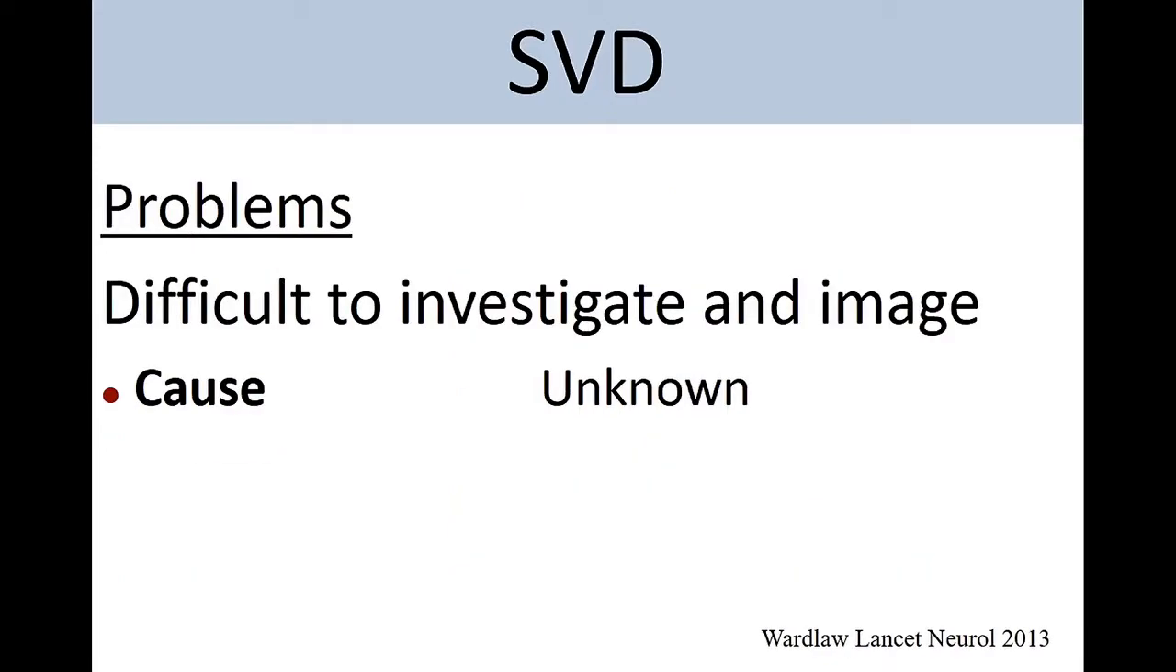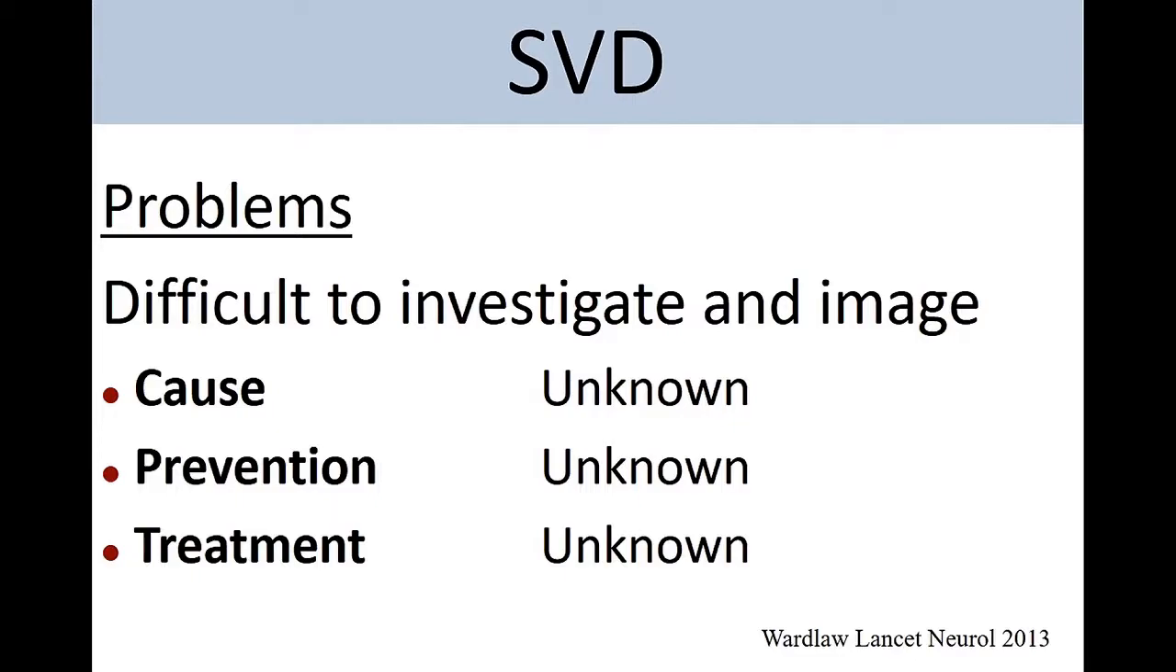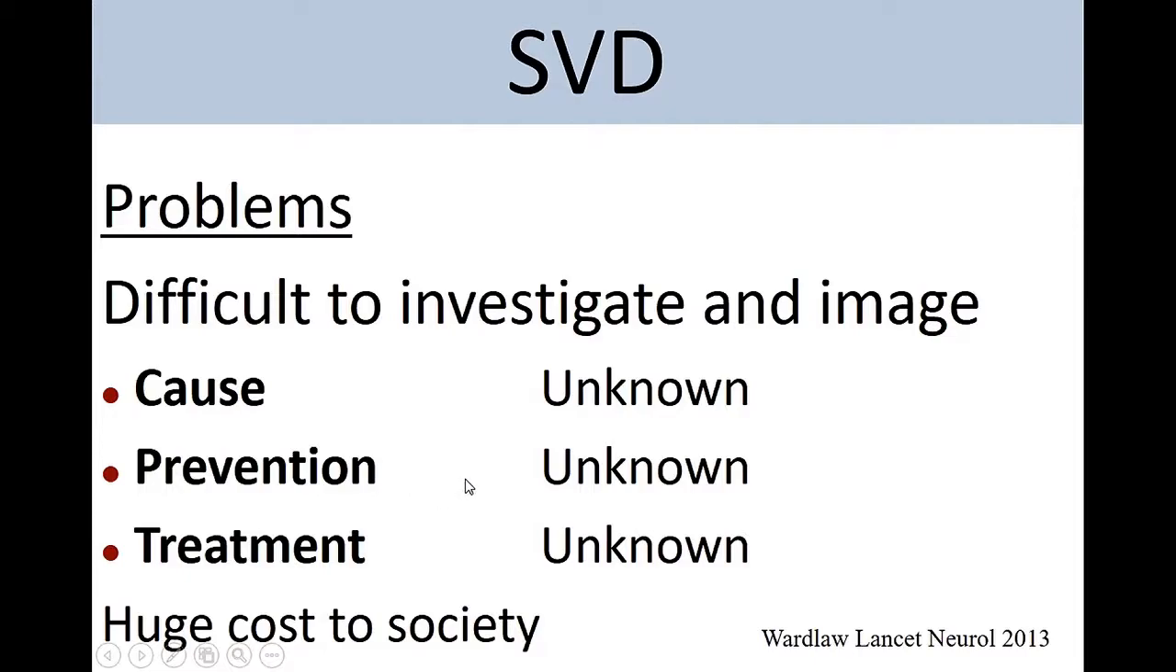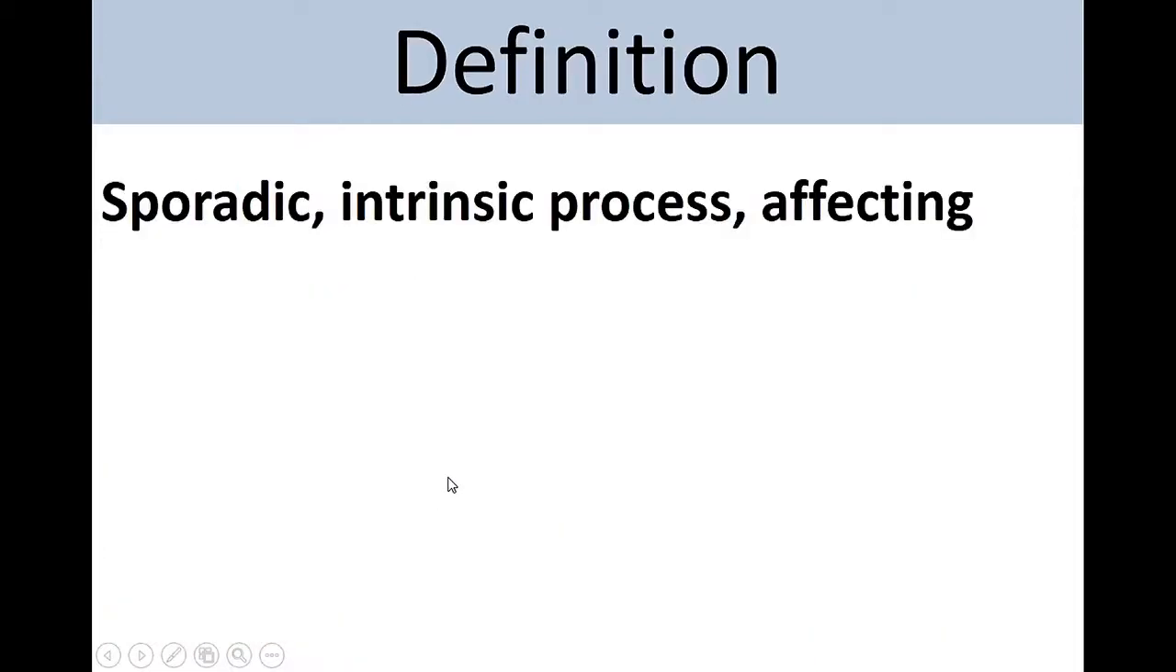So our problem with small vessel disease is that it's not straightforward in terms of investigating and imaging, because the cause is really unknown. The real cause is not completely clear. The prevention, therefore, we don't know really how to prevent it from happening, and also we don't know really how to treat it. So it's all a bit of an unknown journey, but we know that the impact on the individuals and on society is huge, and something needs to be done.